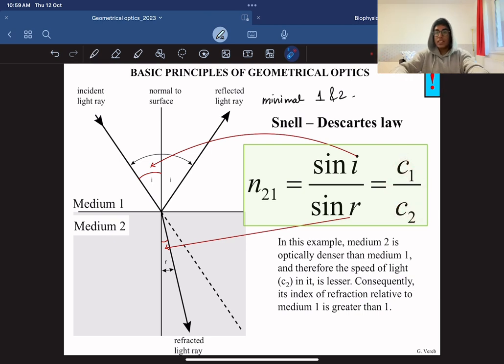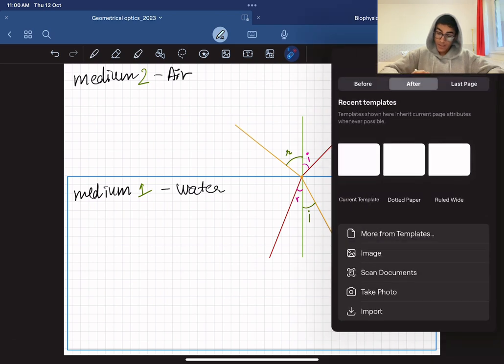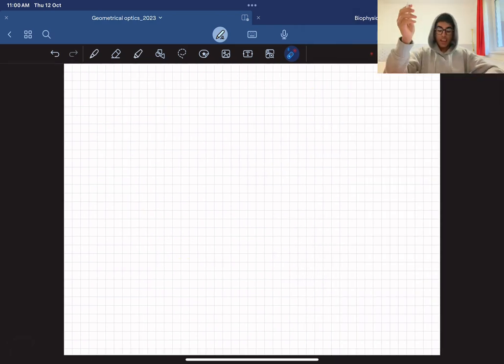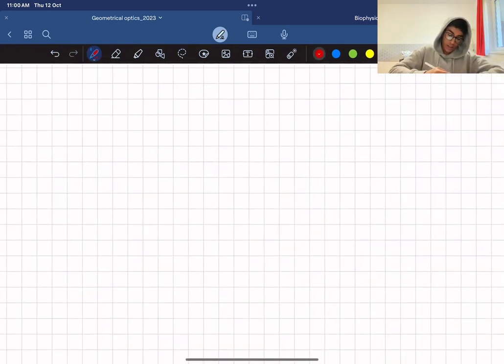What does this mean? C usually refers in physics to the speed of light. Now, N21 is different from N2 and N1. Let me explain. When I was explaining this to one of my friends, they found it really hard to understand this concept. N21 will be C1 by C2.